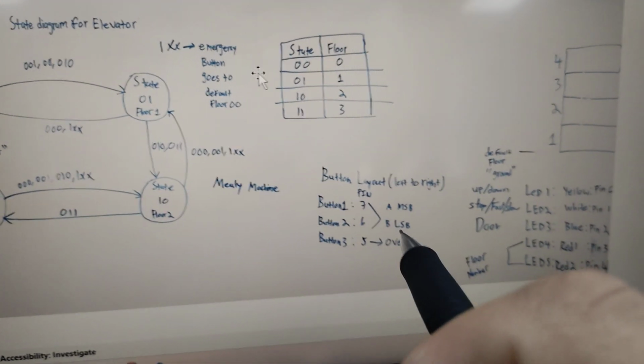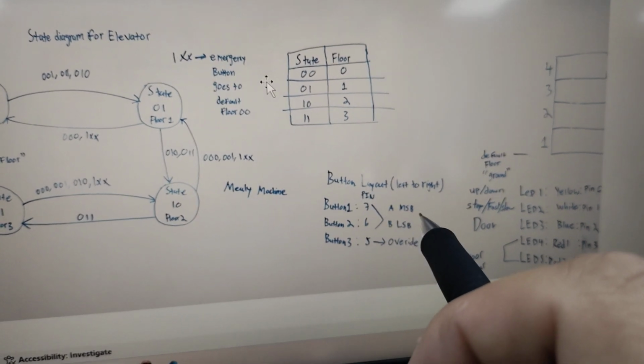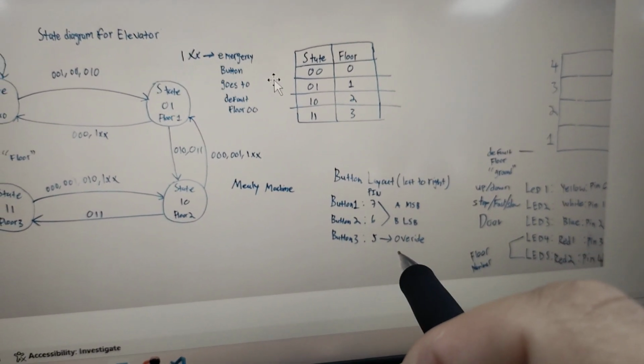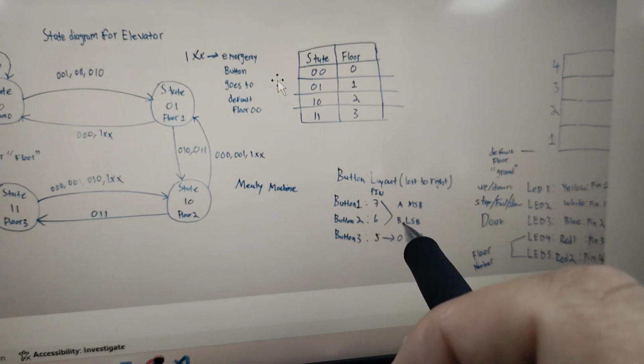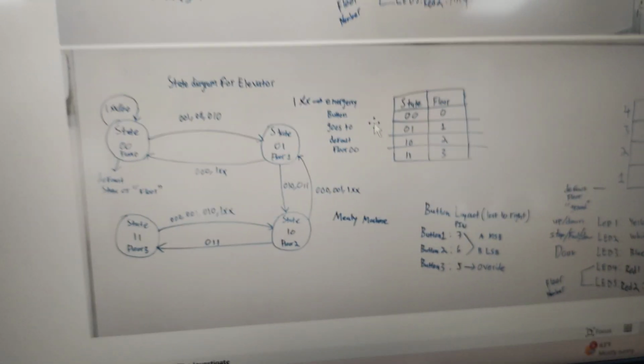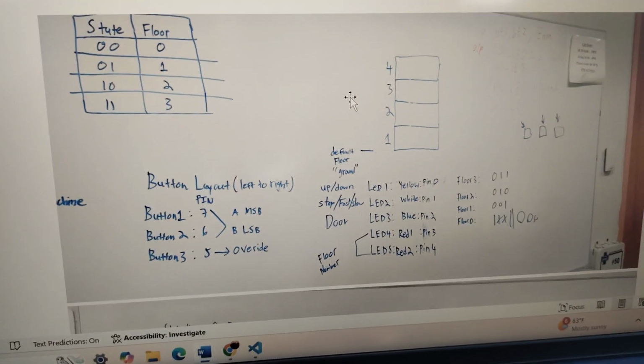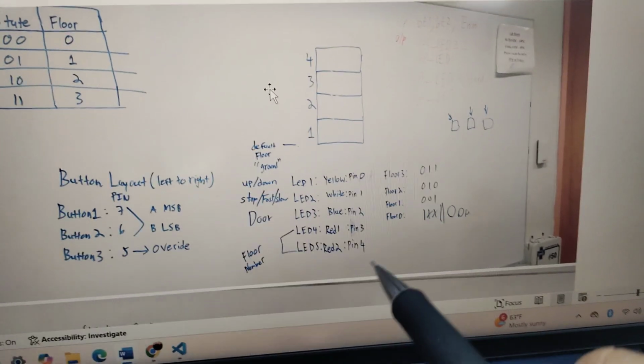And this is our button layout that I mentioned earlier. We're going from left to right. So buttons 7 and 6 represent our MSB and LSB, and buttons 1 and 2 represent the MSB and LSB, and button 3 represents the override. Additionally, we also have this, which is a better, more clear representation of it.